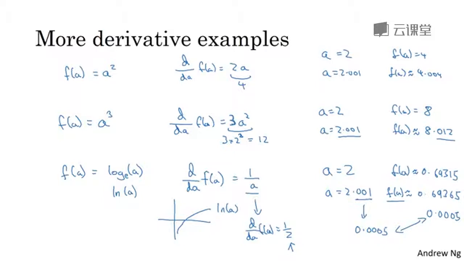That when a goes up by 0.001, going from a equals 2 to a equals 2.001, f of a goes up by half as much. So it ends up going up by approximately 0.0005. So if you draw that little triangle, if you will, if on the horizontal axis this goes up by 0.001, on the vertical axis log of a goes up by half of that, so 0.0005. And so that 1 over a, or 1/2 in this case, when a is equal to 2, that's just the slope of this line when a is equal to 2.